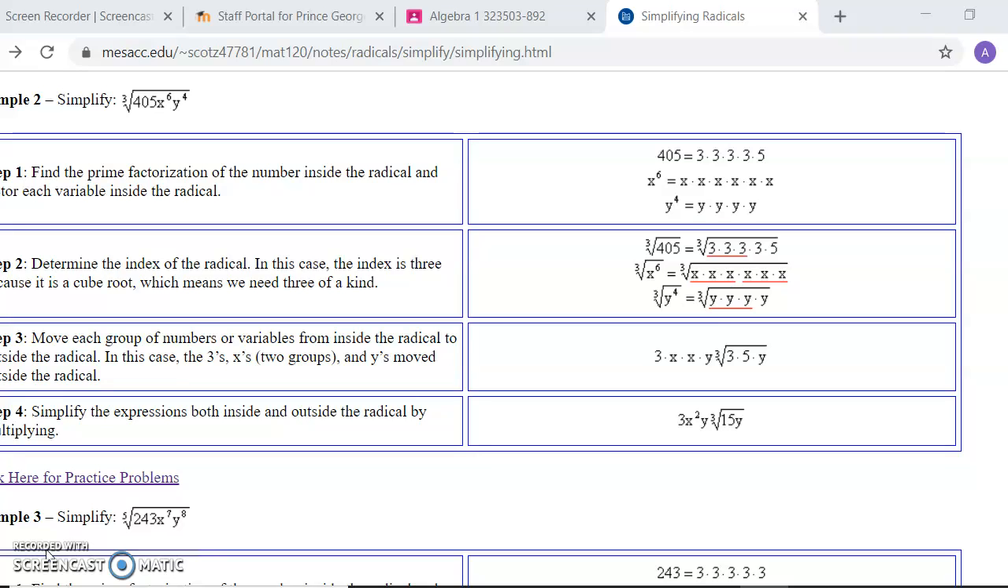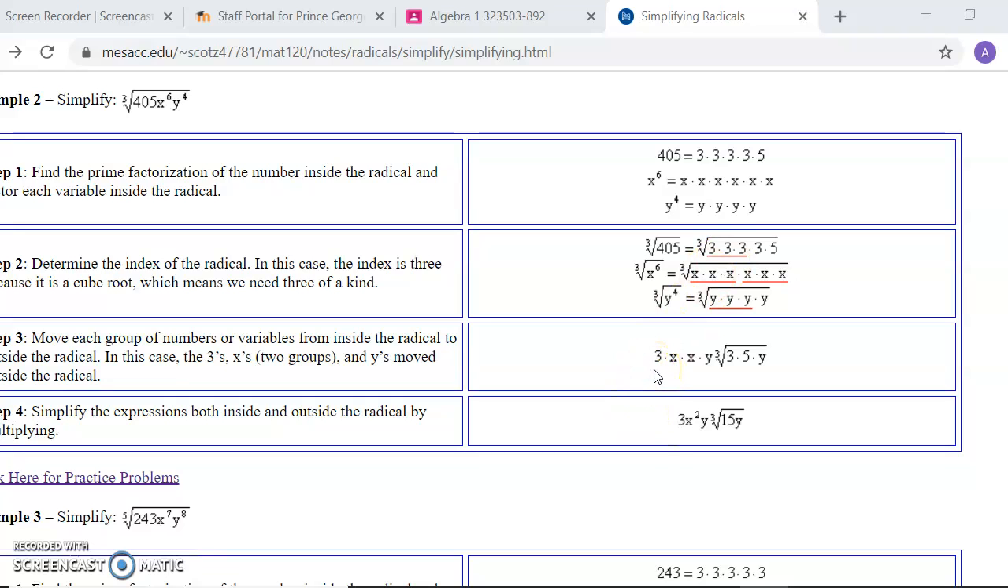Now you want to determine the index of the radical. In this case, the index is 3, which is located right over here. This is the index of the radical. Because it is a cube root, we need 3 of a kind. So we need 3 of these. So 3 times 3 times 3, the cube root of 27 is 3.